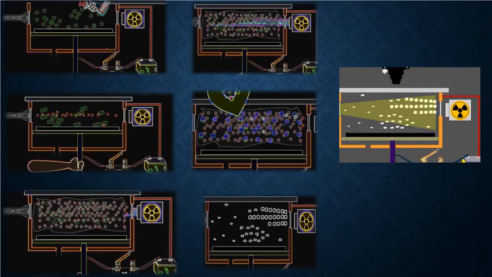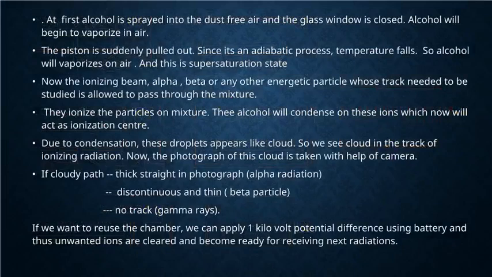Now, a photograph of this cloud is taken with the help of a camera. If the cloudy path is thick and straight in the photograph, it corresponds to alpha radiation. If the track is discontinuous and thin, it corresponds to a beta particle. And if there is no track, it corresponds to gamma rays. If we want to reuse the chamber, we can apply a 1 kV potential difference using a battery, and thus unwanted ions are cleared and the chamber becomes ready for receiving the next radiation.